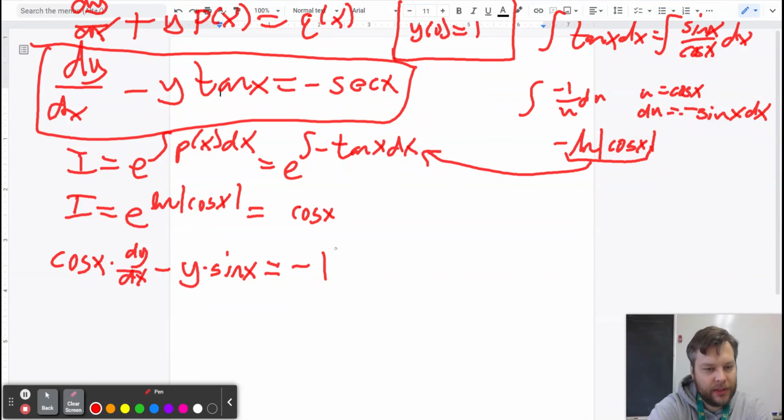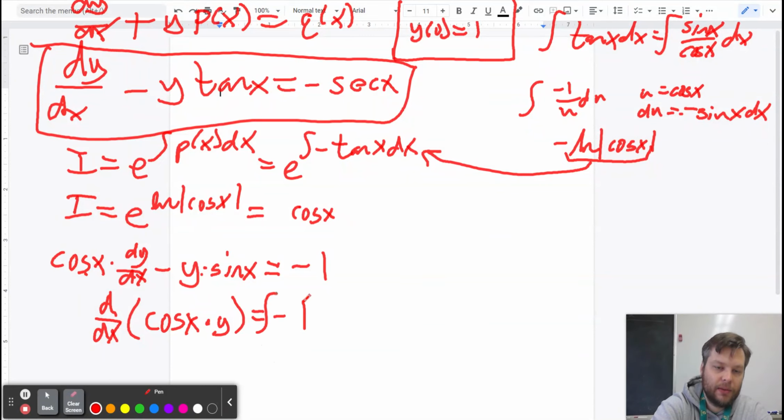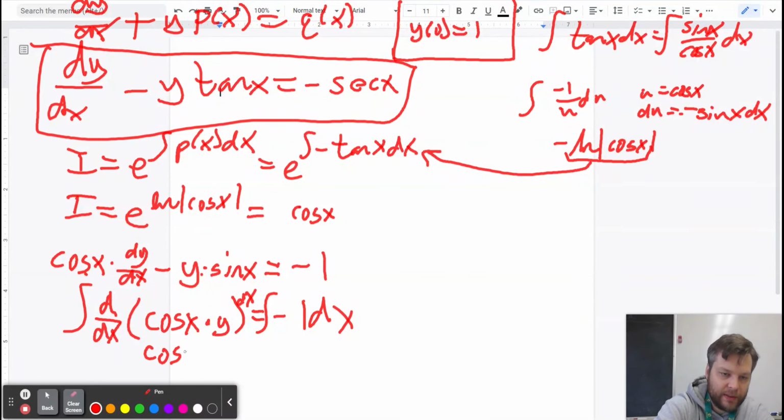The left side turns out to be the product rule of cosine of x times y, because you can see here we have f times g prime, and then f prime times g. The derivative of cosine is negative sine, and the derivative of y is dy dx. So now what we do is integrate both sides with respect to x. So cosine of x times y equals negative x plus c.